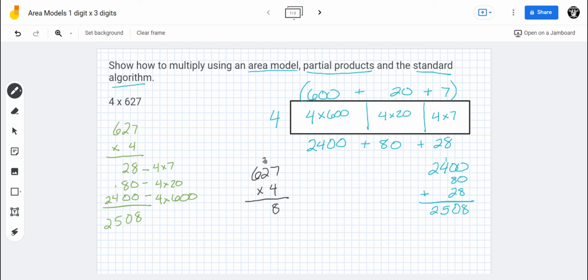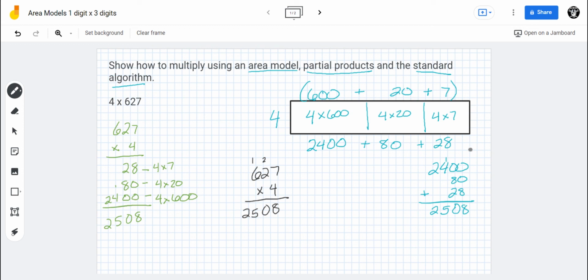Plus 2 is 10. Now this is 80 because it's in the tens column, but here we're already working in the tens column. So 4 times 2 is 8, plus 2 is 10, and that 1 will carry over here, okay, to the hundreds column. And then 4 times 6, now this is 4 times 600, but we're already working in the hundreds column, so 4 times 6 is 24, plus 1 is 25. So 2,508 ends up being your answer any way you do it.